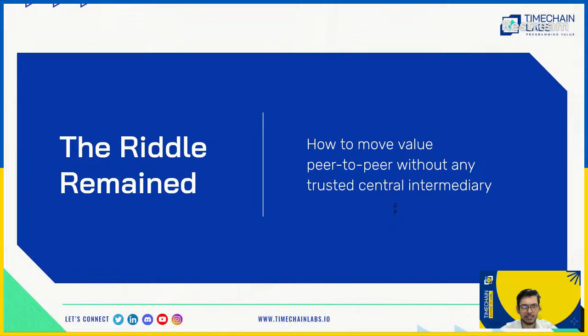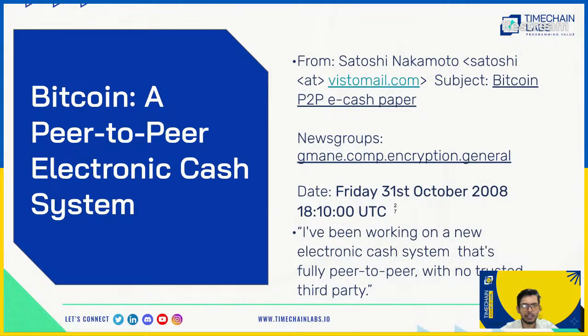bottleneck, essentially? So that's what Satoshi Nakamoto set out to do. And that's what he successfully created and launched: a fully peer-to-peer electronic cash system with no trusted third party.